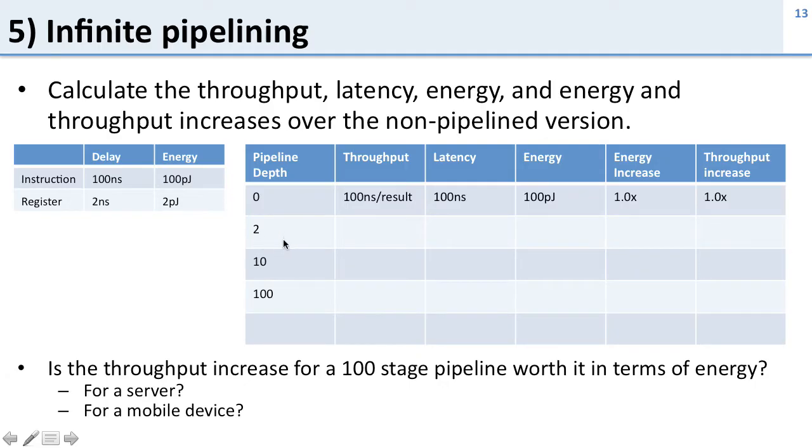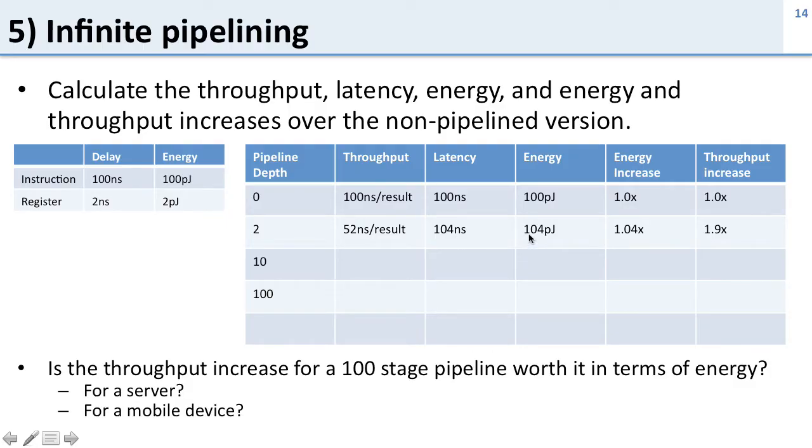So now we've got 2 stages in our pipeline. Well, now it's going to take 52 nanoseconds for each result. Why is that? Well, we're going to take this 100 nanoseconds for the instruction, divide it in 2, but then we've got 2 nanoseconds for a register, so 52 nanoseconds for a result. Our latency, that is how long it takes each instruction to complete, is going to be 104 nanoseconds. So we have 2 pipeline stages of 50 nanoseconds and 2 pipeline registers.